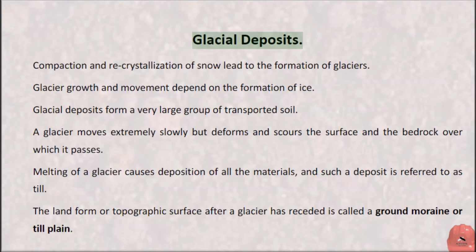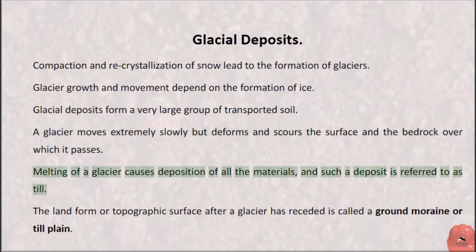Glacial deposits. Compaction and recrystallization of snow lead to the formation of glaciers. Glacier growth and movement depend on the formation of ice. Glacial deposits form a very large group of transported soil. A glacier moves extremely slowly but deforms and scours the surface and the bedrock over which it passes.